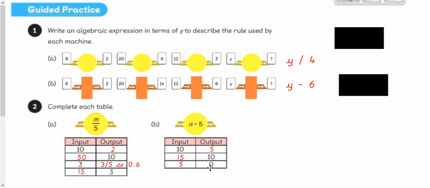And then here we know we're going to get 0 out. So we need to do the inverse again. So 0 instead of take 5, do the inverse. 0 add 5 is 5. Okay, so you just need to think, do I need to use the inverse? Can I make a rule that fits for all of them?